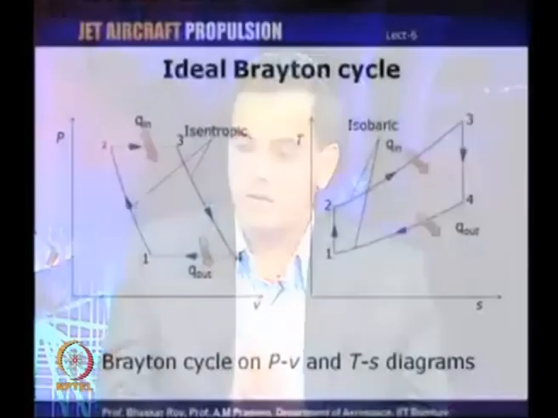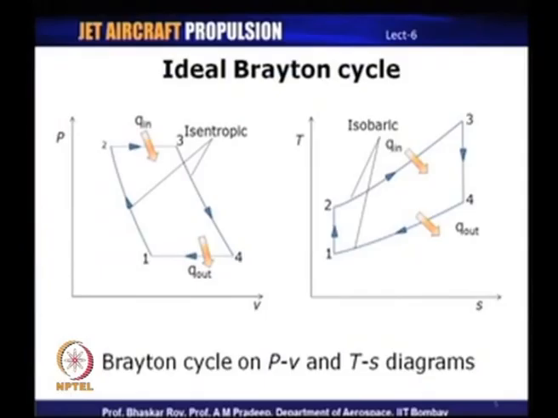And after the expansion process, heat is released, and in a Brayton cycle it is basically a constant pressure heat rejection process. So, these are the 4 different processes which constitute an ideal Brayton cycle. So, let us take a look at how these processes look like on a pressure versus volume graph, as well as temperature versus entropy graph. So, the Brayton cycle on PV and TS diagrams are shown here.